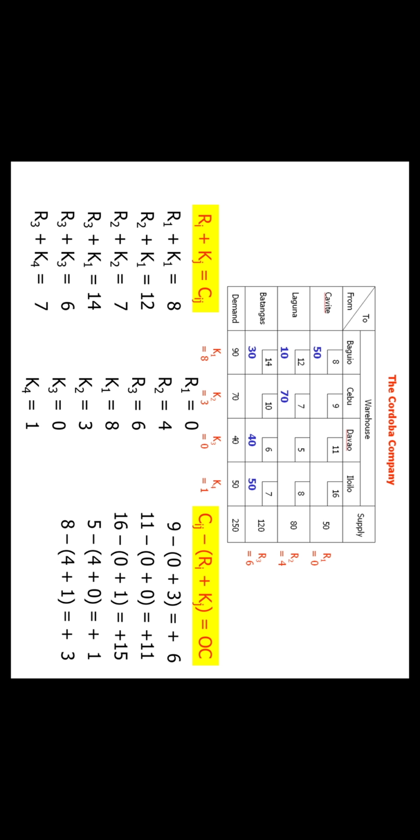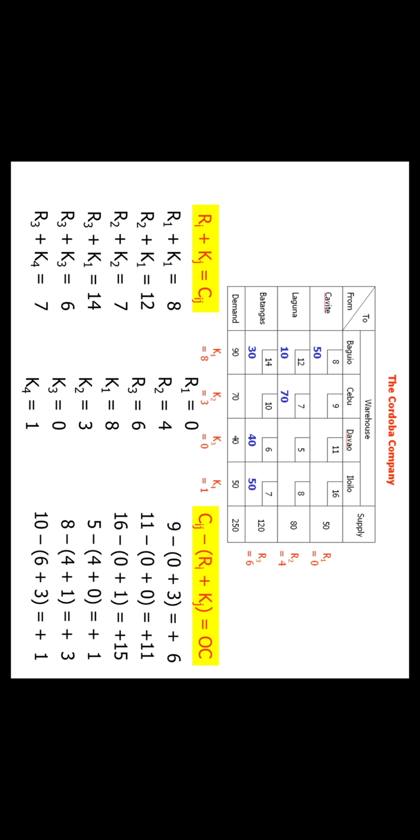And finally, we have the last unused cell to evaluate, the one with the cost of 10. The row position of which is at row 3 where R sub 3 is equal to 6. Column position is at column 2 where K sub 2 is equal to 3. Applying the formula, you would have 10 minus the quantity 6 plus 3, or 10 minus 9 is positive 1. So looking at our opportunity cost values, we don't have any more a negative opportunity cost. Therefore, we cannot anymore further reduce our cost, and therefore we stop the process at this stage.